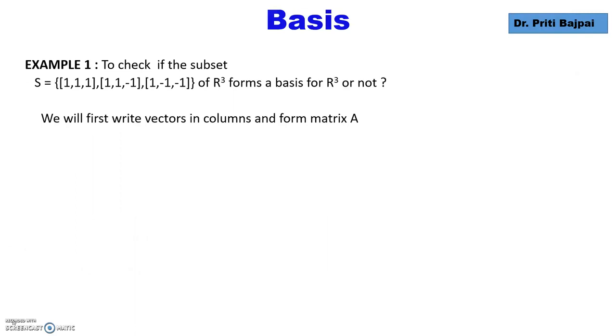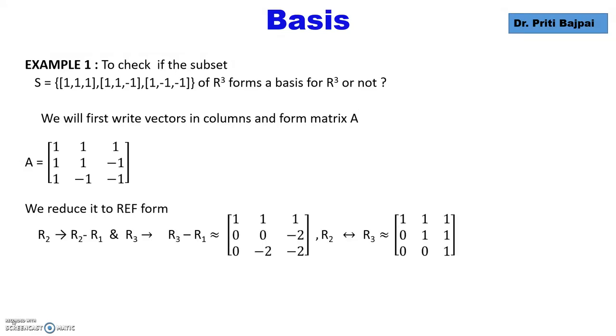What if we want to check that the subset S of R3 given here with vectors (1, 1, 1), (1, 1, -1), (1, -1, -1) forms a basis or not? We'll first put them in columns and form a matrix A. We will bring it to the REF form by doing the elementary row transformations. We can see the final matrix has a pivot in each column. Pivot here is 1. So, we also deduce that the rank of the matrix is 3, and that's the dimension of our vector space R3. S then forms a basis for R3.